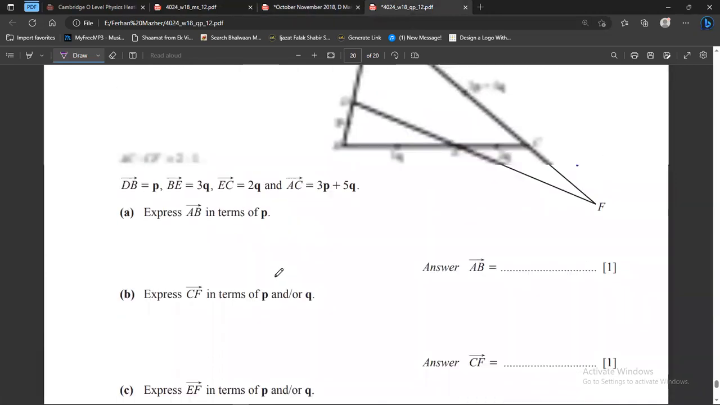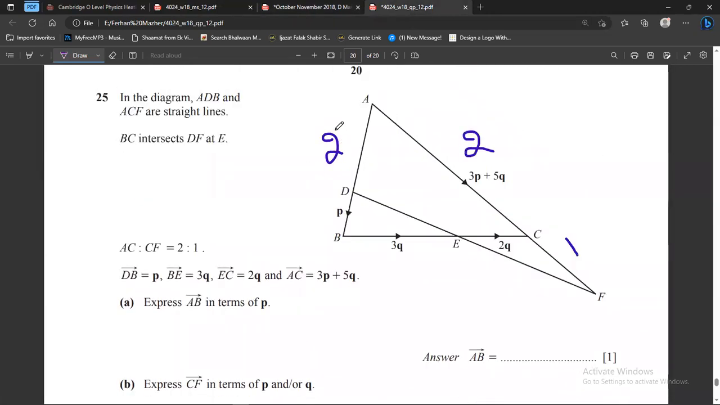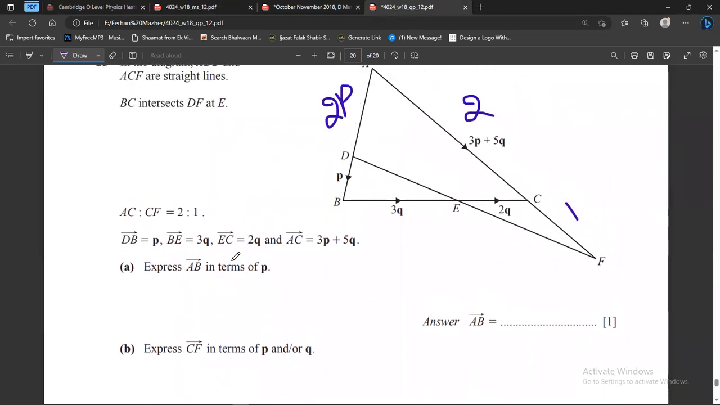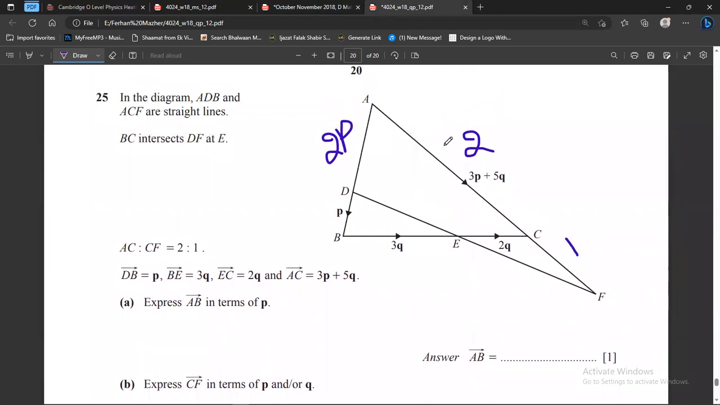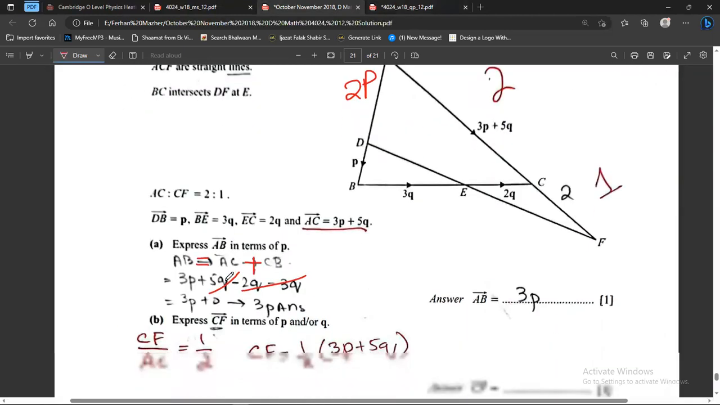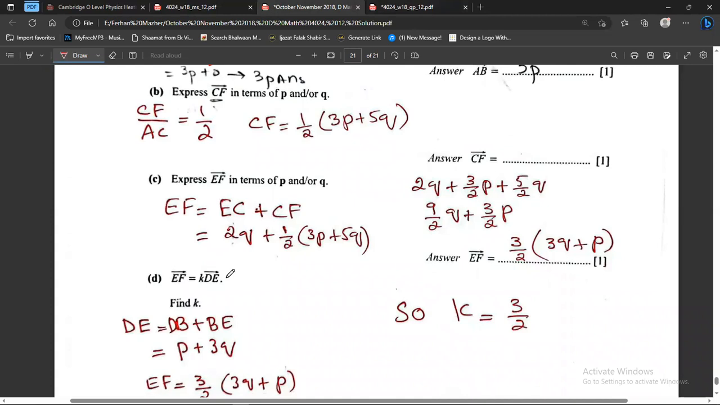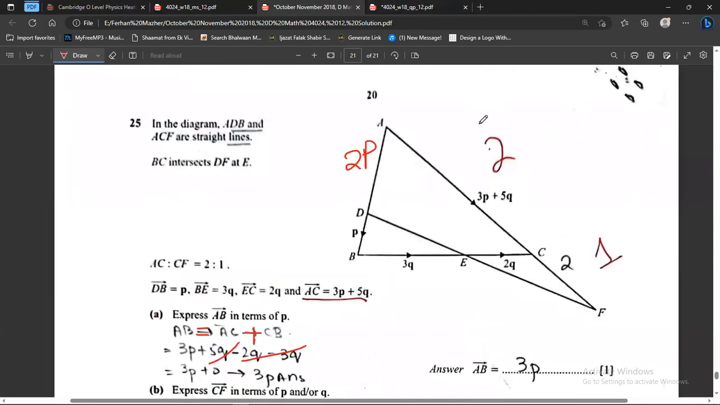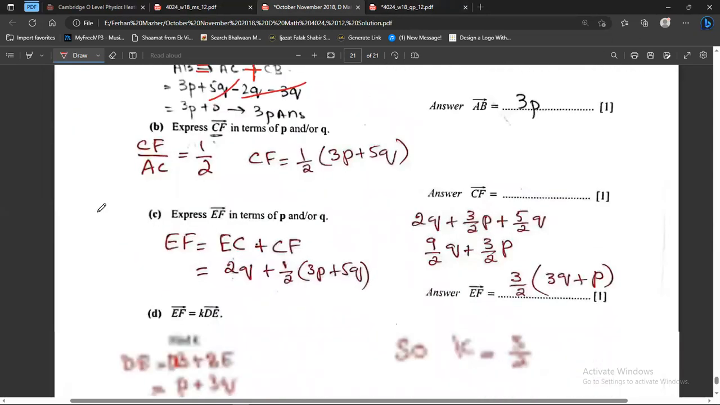Now they want me to find out, this has come out to be 2P. The whole thing is 3P, okay? Now they are asking to express the CF in terms of P and Q. I know this portion, I want to find out the CF. The method is very simple. CF divided by the AC will be equal to 1/2. That is the ratio between them, 2:1.